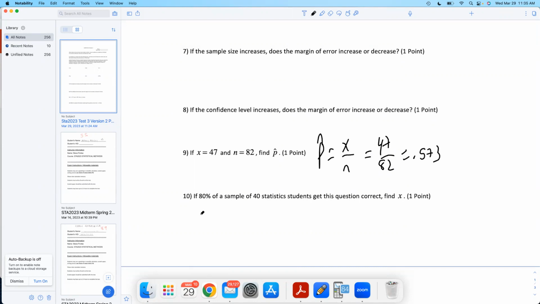Similarly, if P hat is always X over N, X is P hat times N. So it's a similar problem, just working backwards. That's my P hat. I have to write that as a decimal, 0.80. My sample size was 40. So how many successes were there in the sample? 80% of 40 would be 32.